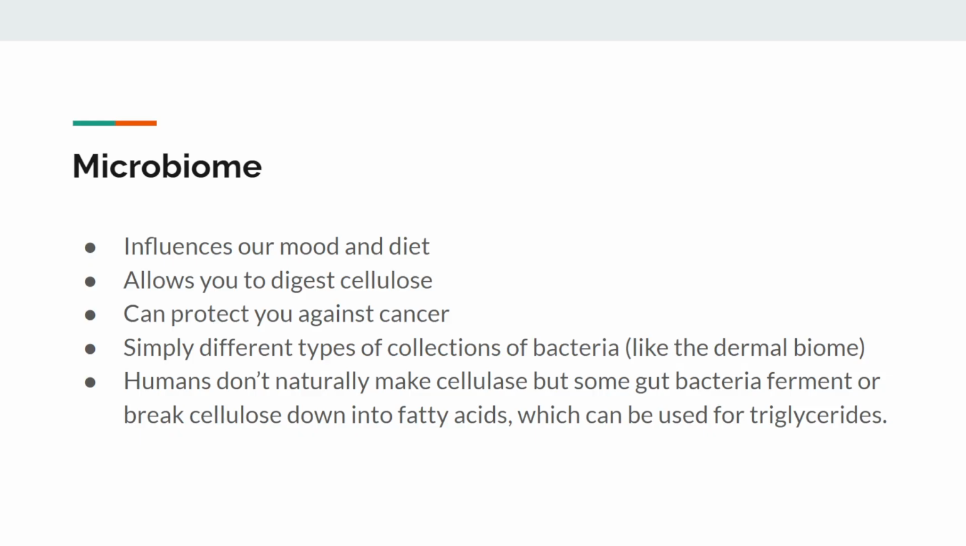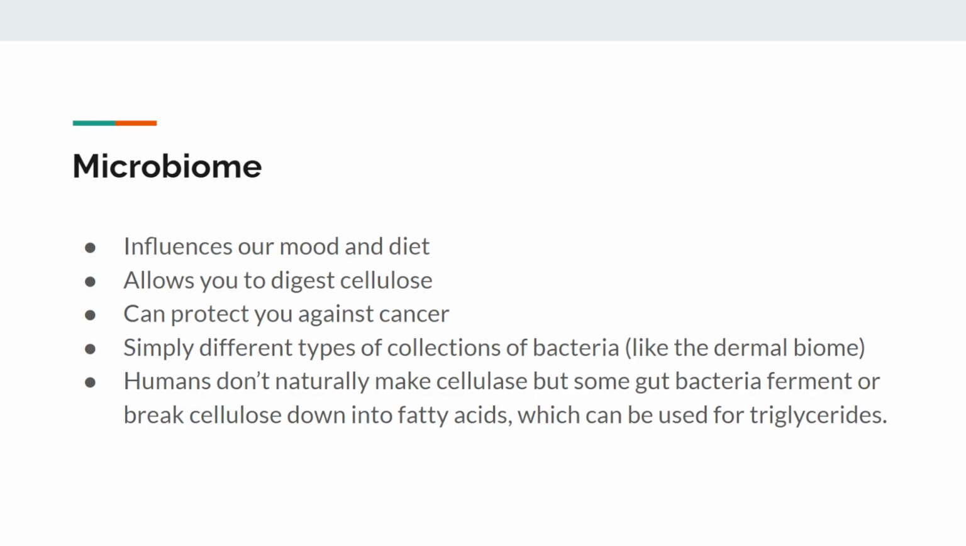So what's a microbiome? A microbiome is something that influences our mood and diet. It allows you to digest cellulose and can protect you against cancer. So I guess those are descriptions, but not an entire definition. A definition is that they're just simply different types of collections of bacteria. So you have the dermal biome. I think you have an anthropogenic biome. The dermal biome will be the skin biome. So they're just different collections of bacteria.